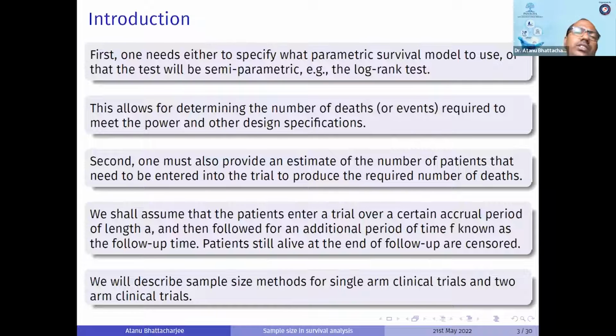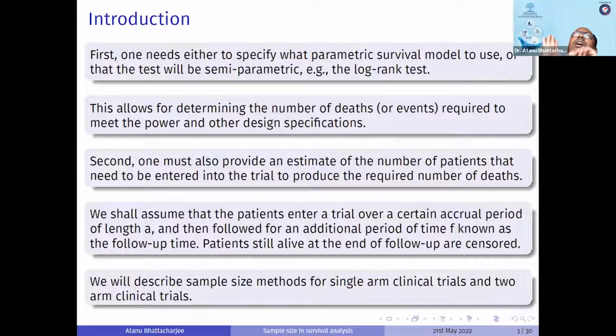It allows us to determine the number of deaths required to meet the power and design of the study. Secondly, it also estimates the number of patients that need to be entered in the trial to produce the required number of events. It assumes that the patients enter a trial over a certain accrual period length, followed by an additional period of time known as the follow-up time. Patients still alive at the end of the follow-up date are censored. We'll describe the sample size for a single arm trial and a two arm trial here. So this is an important point to be noted.